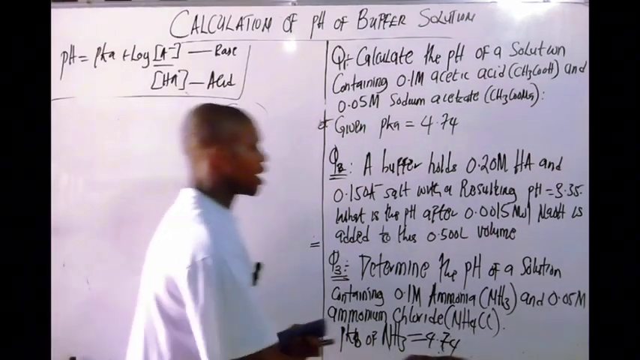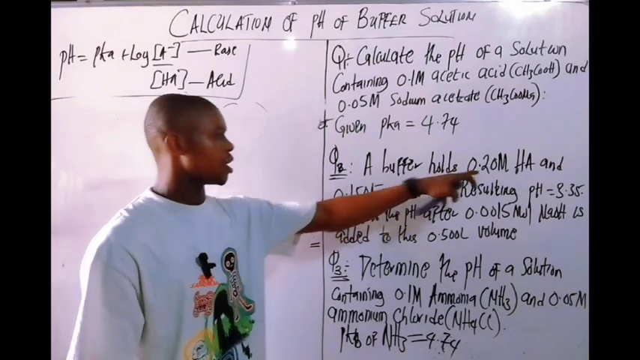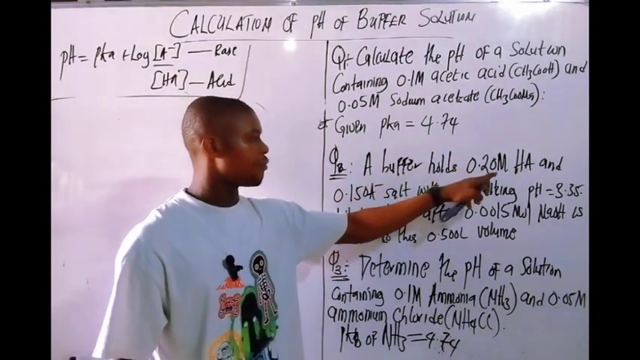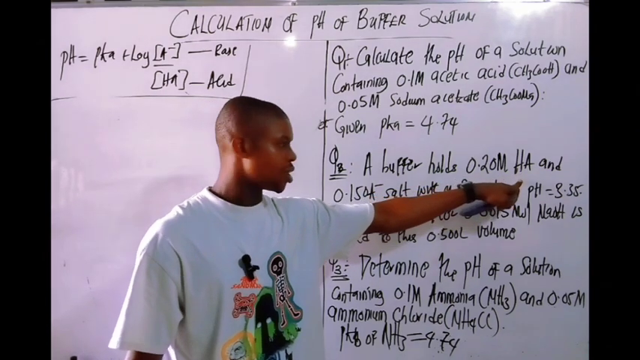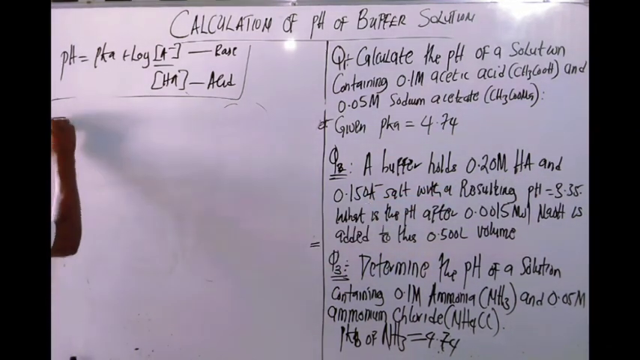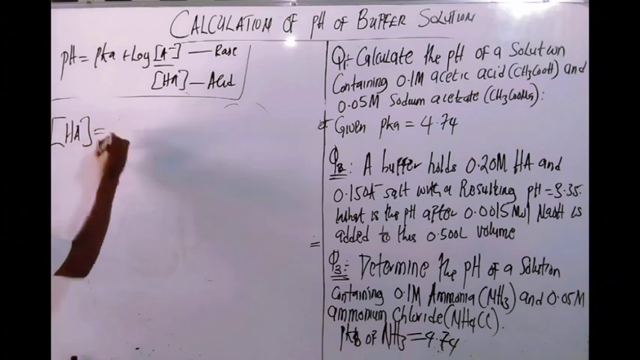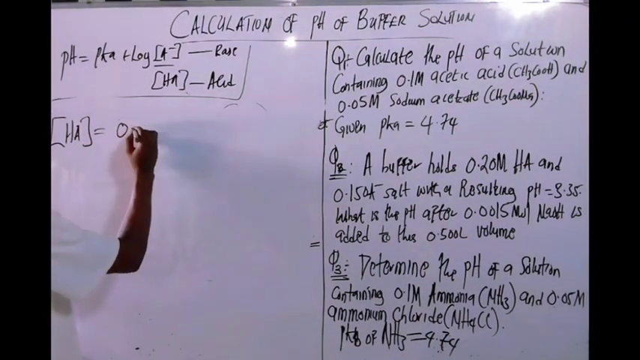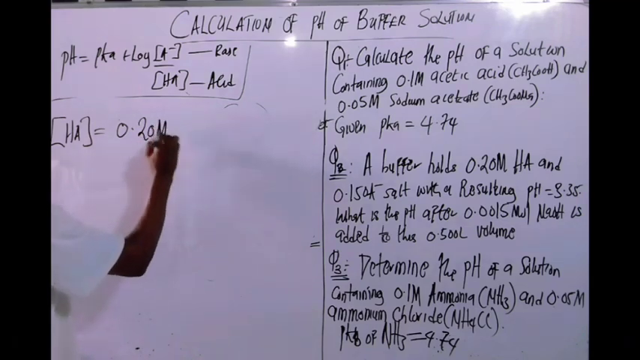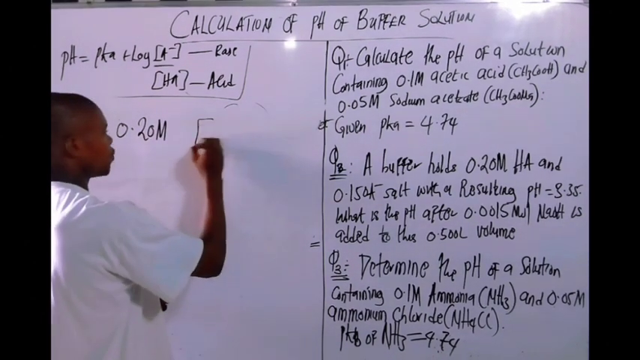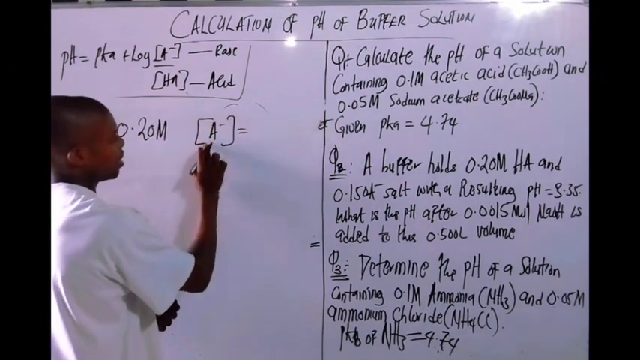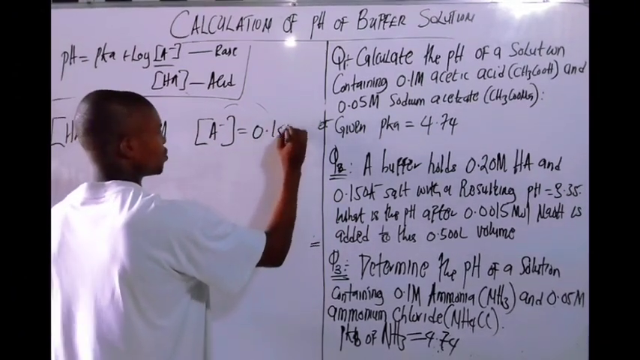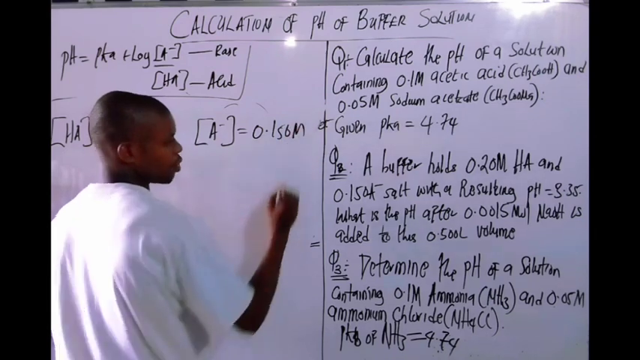Now, here we have concentrations. They give a concentration of HA, which is the weak acid. Here we have the concentration of HA is 0.20 molarity. Do you understand? And they also give a concentration of A minus, which we call the conjugate base, which is 0.150 molarity, right?